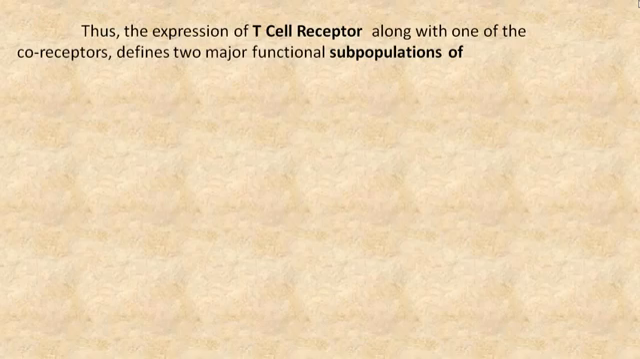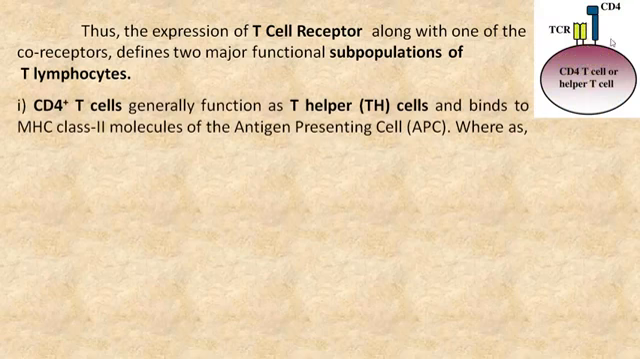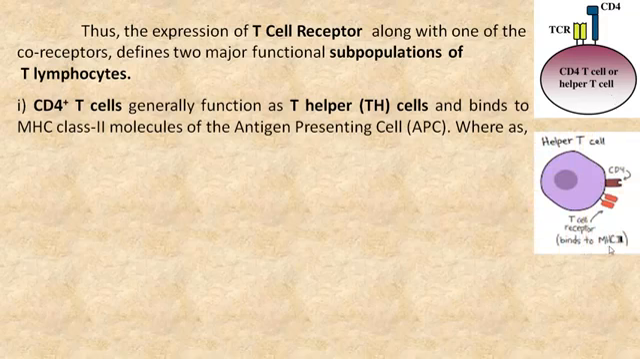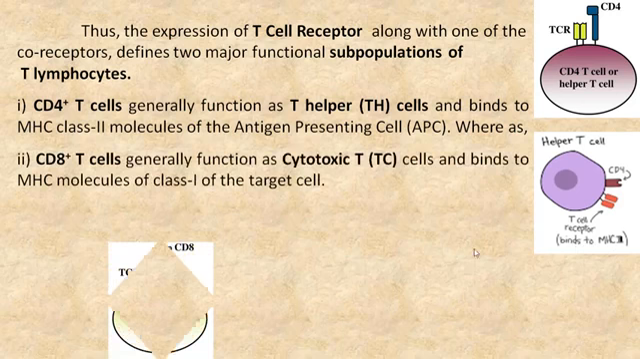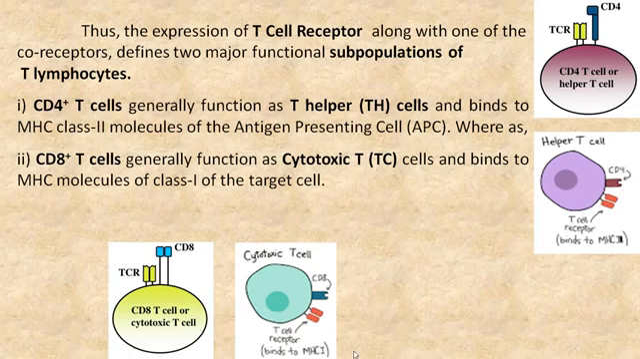Thus, the expression of T cell receptor along with one of the co-receptors defines two major functional subpopulations of T lymphocytes. CD4 T cells generally function as T helper cells and bind to MHC class II molecules of antigen presenting cell, whereas CD8 T cells generally function as cytotoxic T cells and bind to MHC molecules of class I of the target cell.